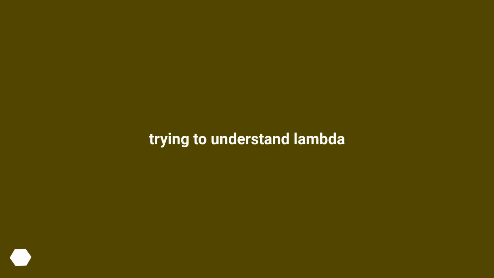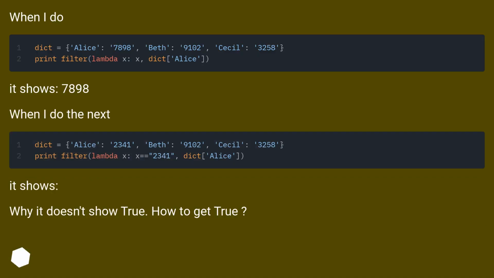Trying to understand lambda. When I do, it shows 7,898. When I do the next, it shows... Why doesn't it show true? How to get true?